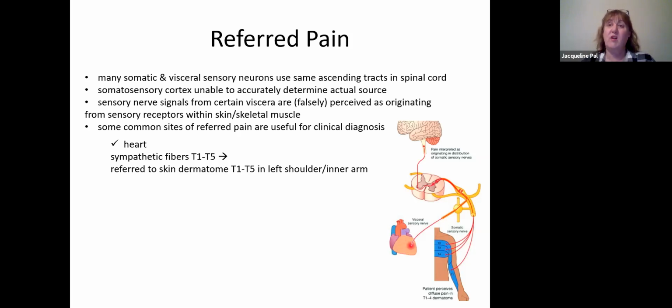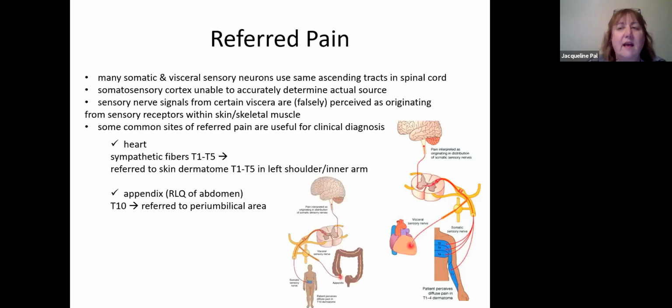So when people are having myocardial infarctions, heart attacks, lack of oxygen going to their heart, it is very common for them to complain about left shoulder pain or pain here, and they often think it's some kind of arthritis or they hurt themselves out gardening or something like that.